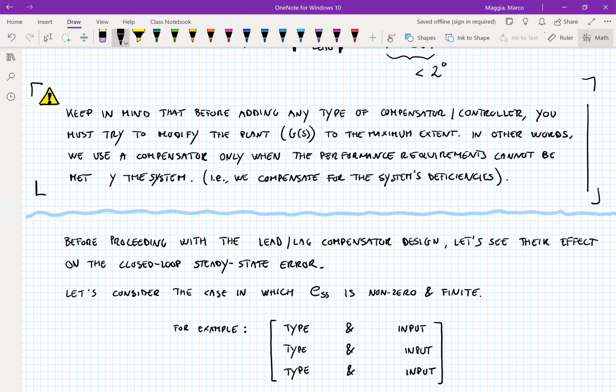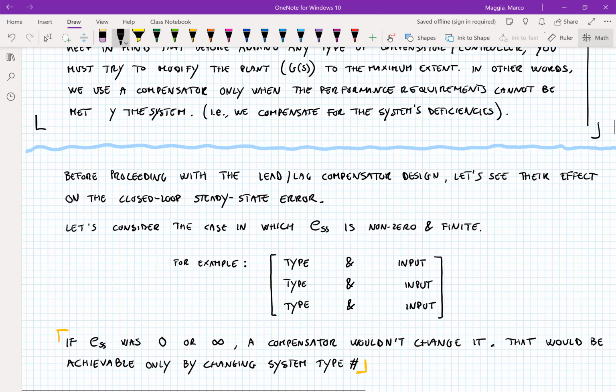The last thing that I want to do before actually seeing some examples is to take a look at the effect of both a lead compensator or a lag compensator on the steady state error. So as I said, the steady state error will change only if it's a finite non-zero number. So if we have for the uncompensated system that ESS is a finite number, then we're really considering just a few cases. For instance, we have a type 0 system associated with the step input.